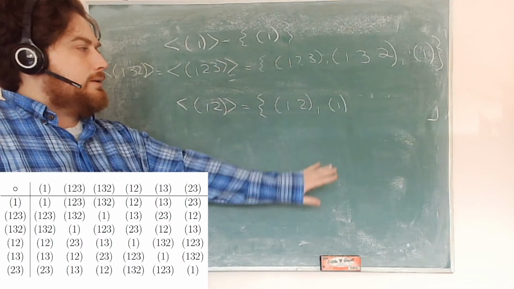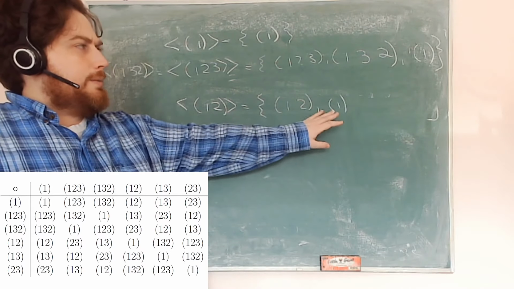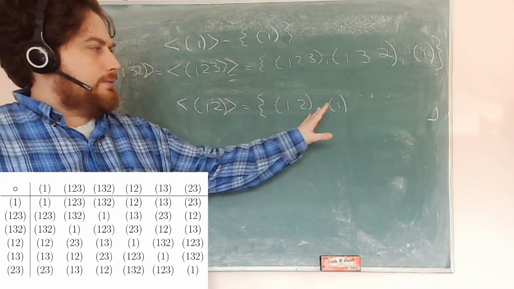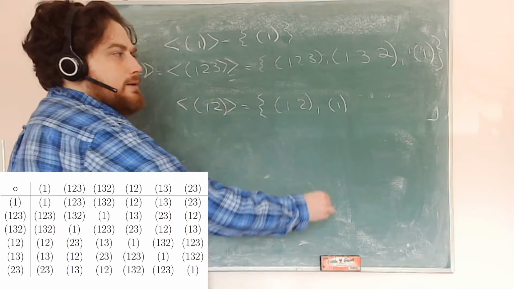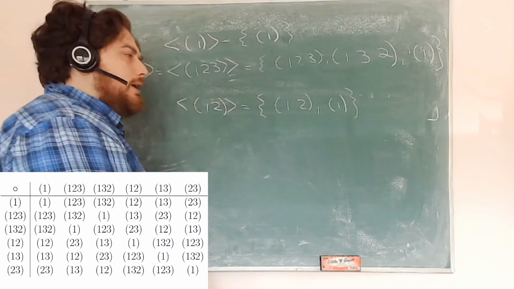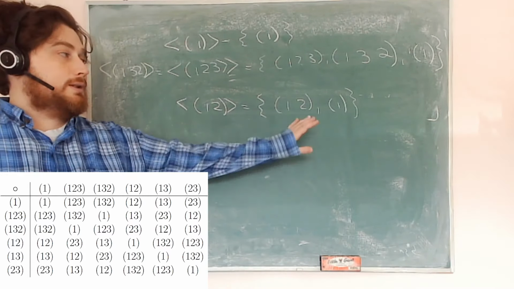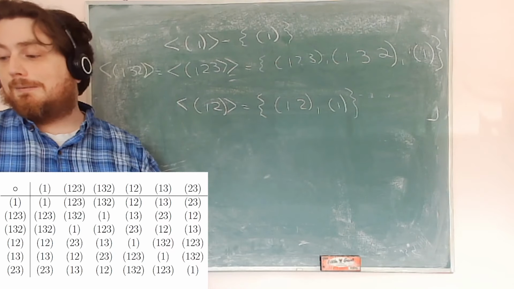Now if I look at this, there is an identity in here, and I want to make sure I'm closed under inverses. So the inverse of (1 2) is itself. Inverse of 1 is itself. So yes, this is closed under compositions, identities, and inverses. So the group generated by (1 2) is just the set consisting of (1 2) and the identity mapping.